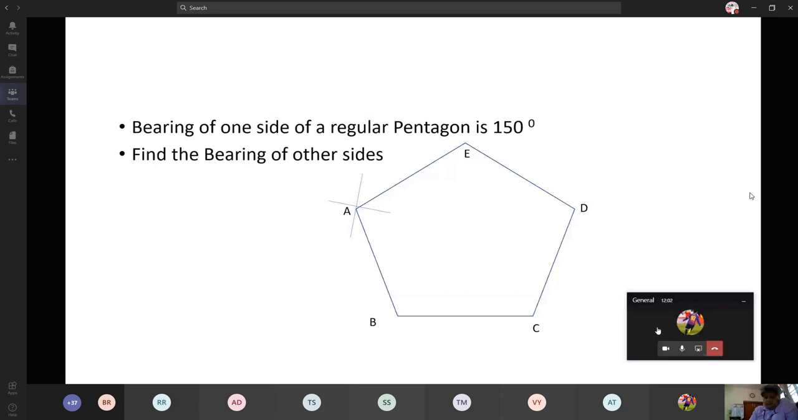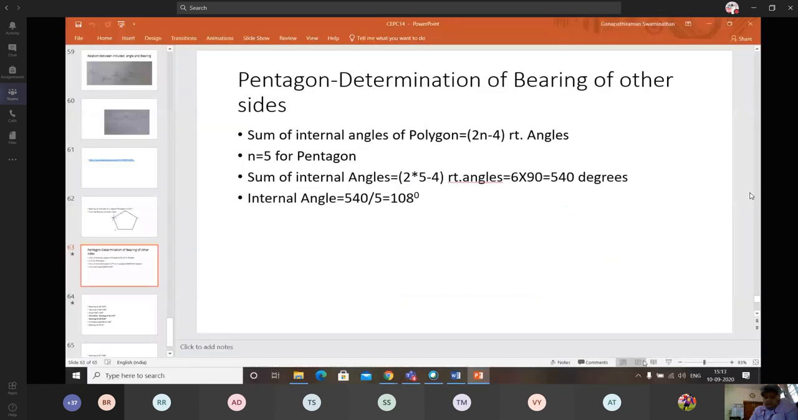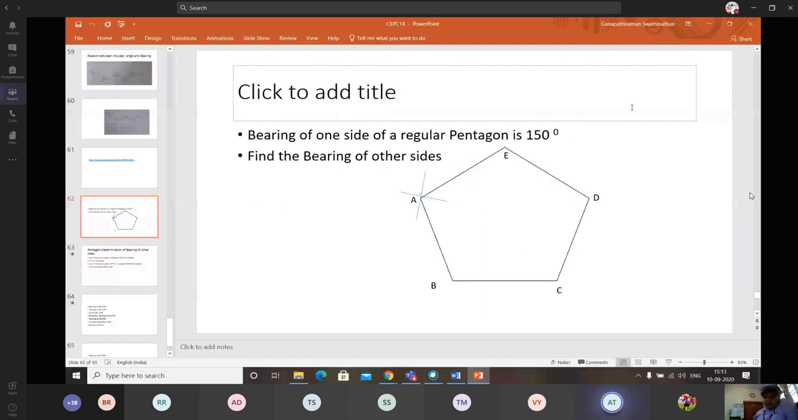Hello? Do you hear me? Yes, sir. Okay. The bearing of one side of a regular pentagon is 150. Find the bearing of the other sides.